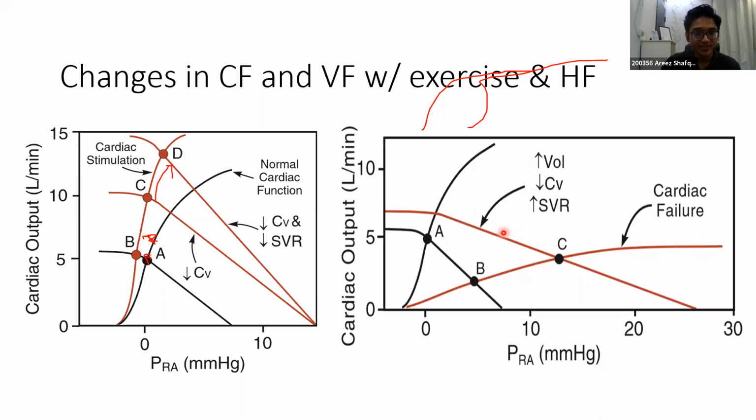So this shift in the curve is due to venoconstriction, so decreased venous compliance. The decrease in slope is because of increased systemic vascular resistance. The increased volume is because of the RAS system. The increased volume will also shift the curve to the right. So does this make sense?